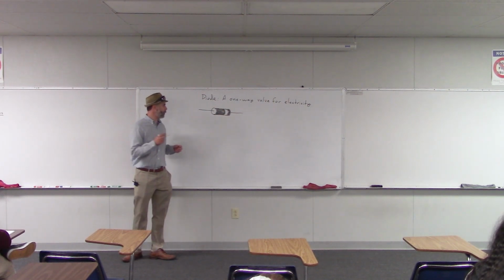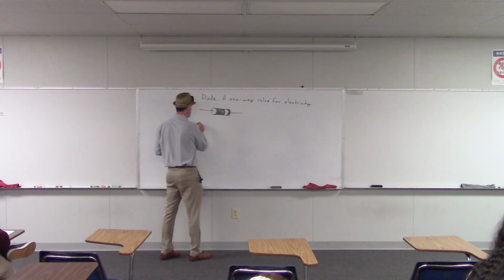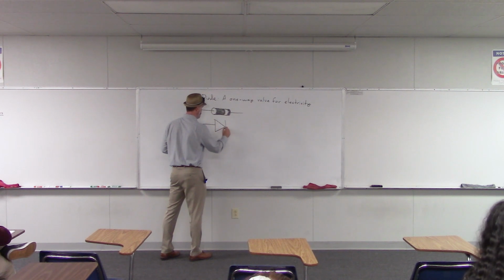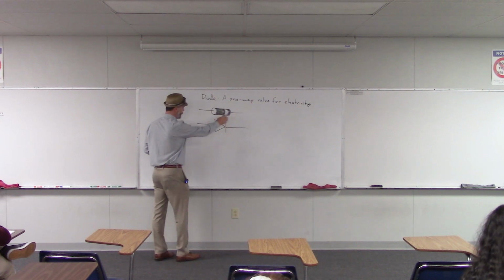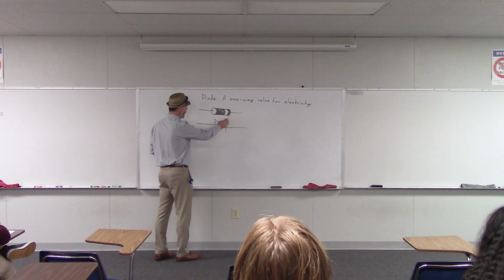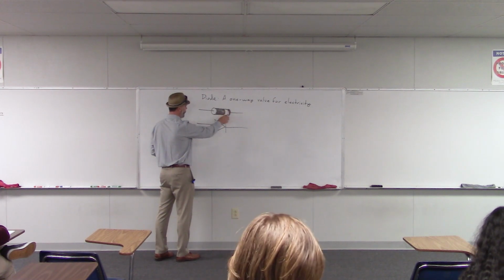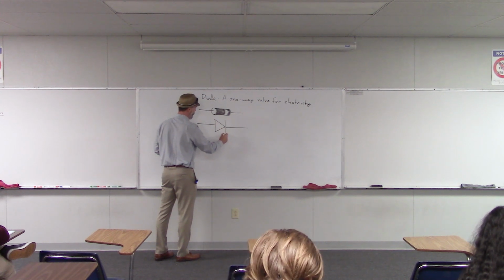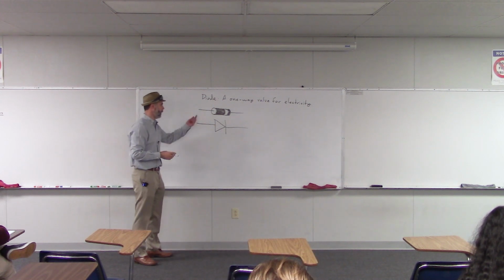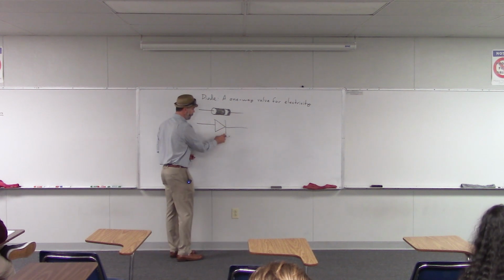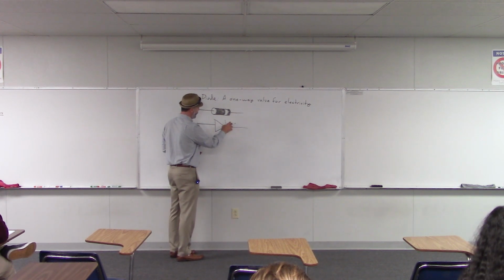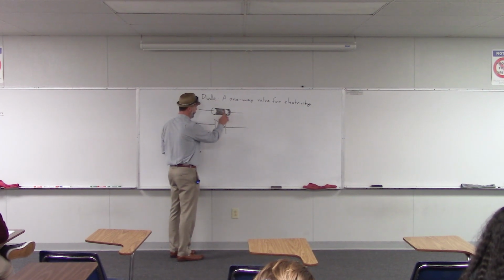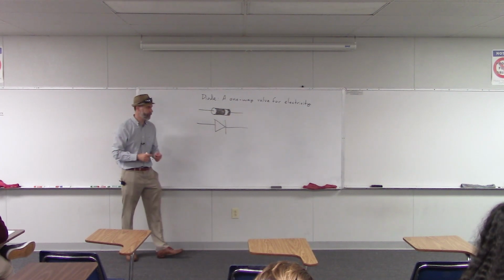If you look at a symbol for a diode, it looks like this. You'll notice that the stripe on the symbol is on the same side as the stripe on the package. So if you're looking at a circuit diagram and you want to build that circuit with a real component, you figure out which direction the stripe is pointing in the schematic, and then you make sure that the stripe on your diode is facing in the same direction.